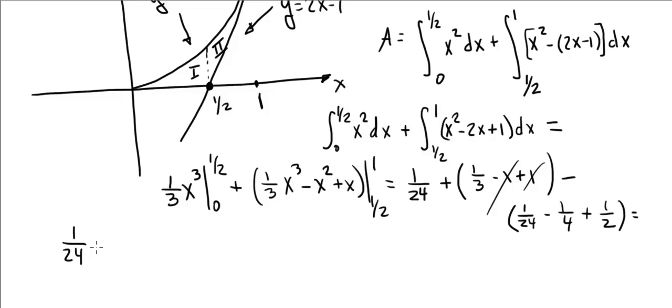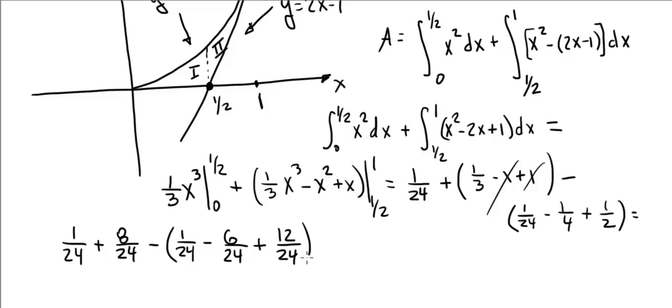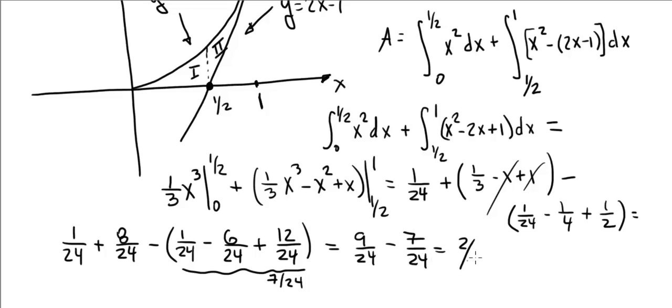Let's simplify this with a common denominator of 24. We have 1 over 24 plus 1/3, that's 8 over 24, minus 1 over 24 minus 6 over 24 plus 12 over 24. Together this part over here is minus 5 over 24 plus 12 over 24, which is 7 over 24. And so we have 9 over 24 minus 7 over 24, which is 2 over 24. The final answer is 1 over 12. The area of this region is equal to 1 over 12.